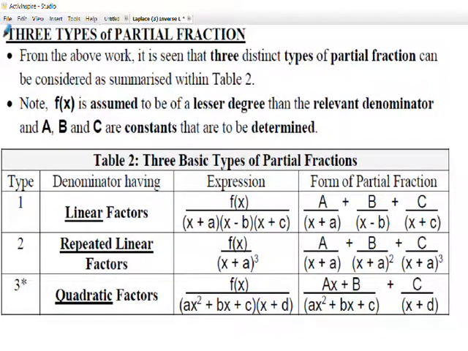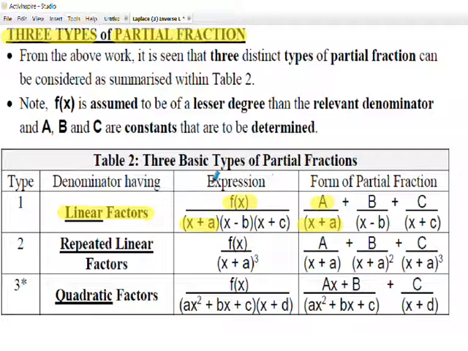We're looking at the three types of partial fraction that we can encounter. The first one is a linear factor. This is where we have a function of x over linear terms. In this case I've got an x plus a, that's a linear factor as it's termed, it's an x to the power 1 effectively. So the form of the partial fraction would be a over x plus a for that bracket.